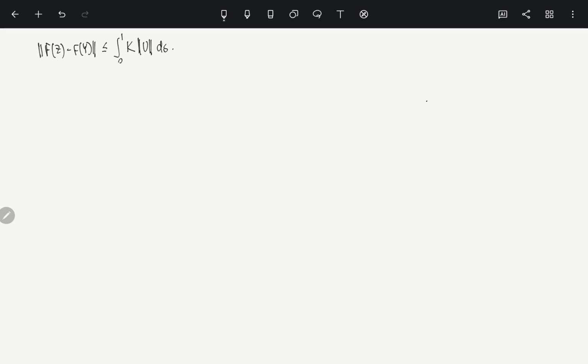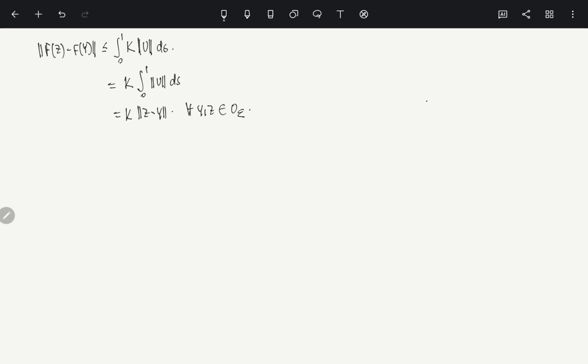So this is the case, and now you see, if this is the case, this is nothing but k times, k comes out, it becomes integral from 0 to 1 of norm of u ds. And what is u? u is nothing but k times norm of z minus y. And integral from 0 to 1 of ds is 1 essentially. So you see, this holds for all y, z in O epsilon.